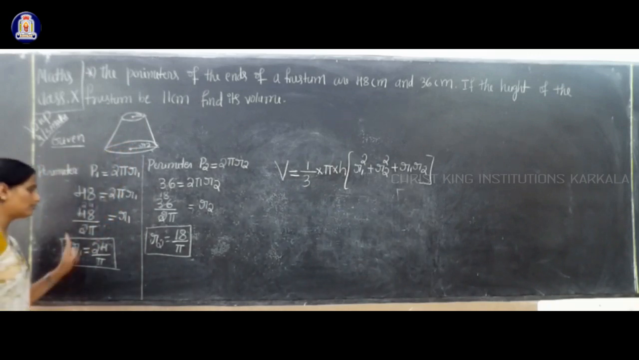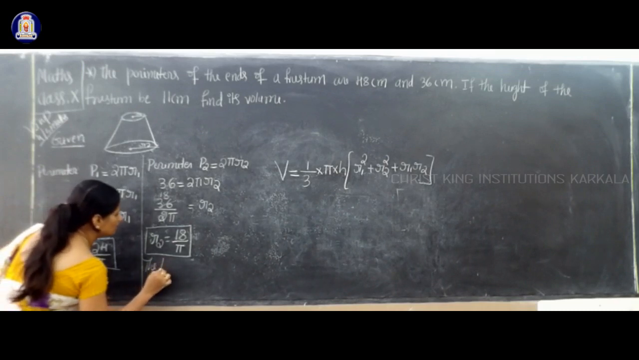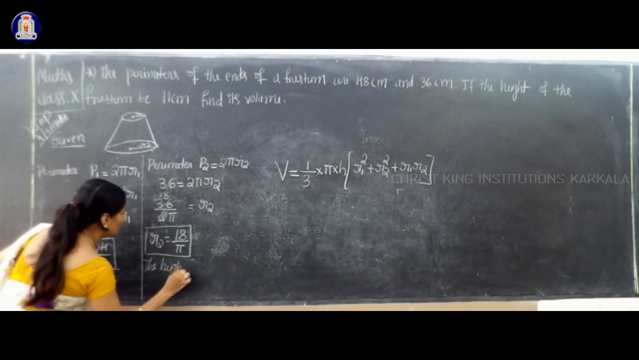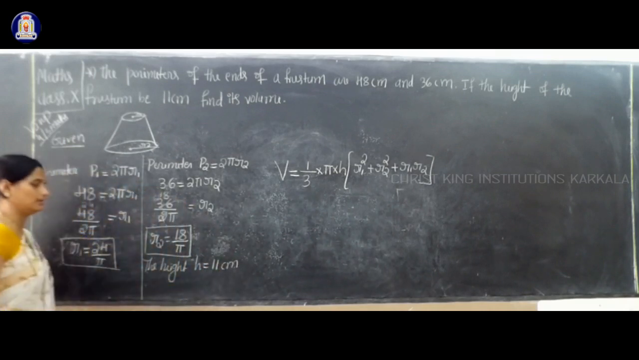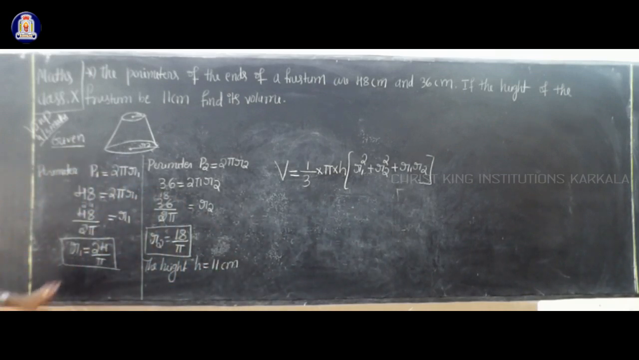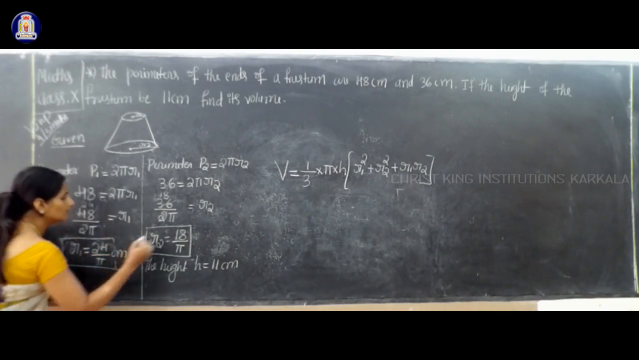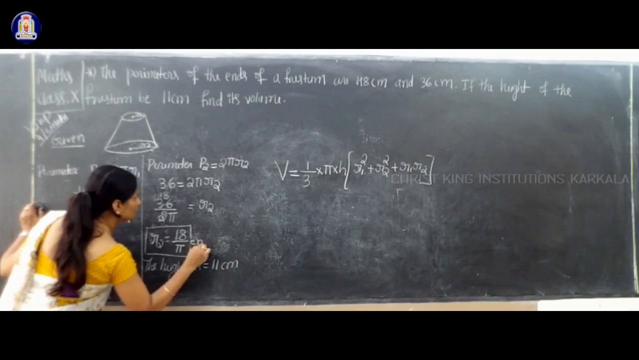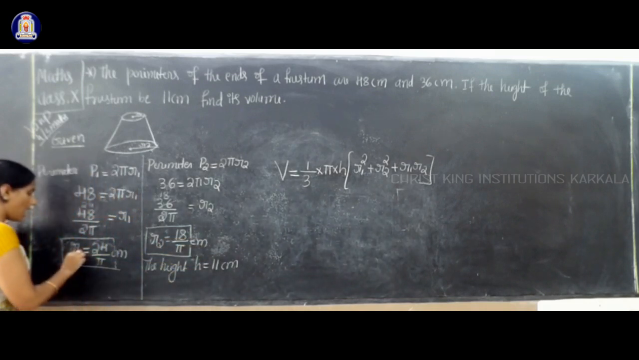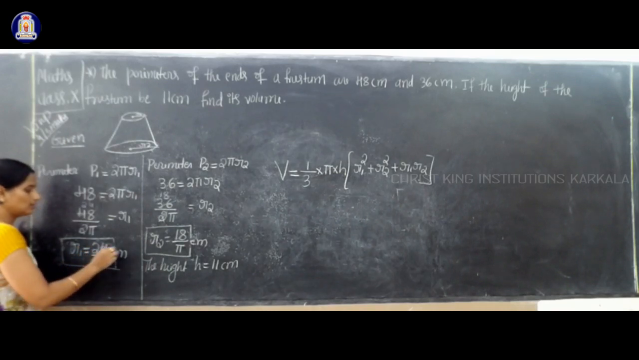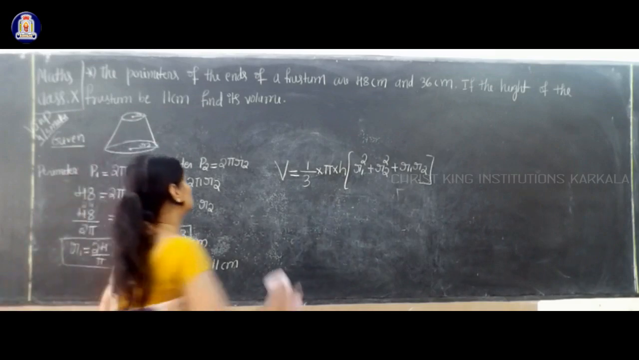So you got R1, you got R2. What is the H? The height of the frustum is 11 centimeter. So here you can write the unit, it is centimeter. This is also centimeter. Radius is 18 by pi centimeter. R1 is 24 by pi centimeter. Now substitute in the formula.